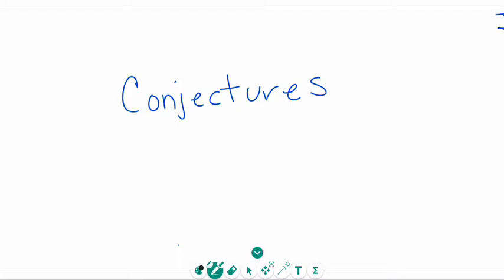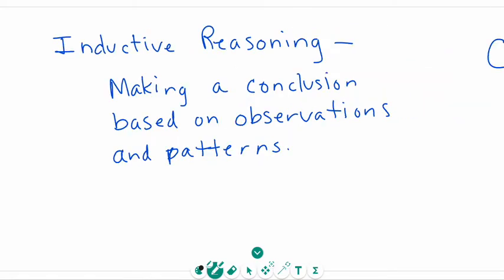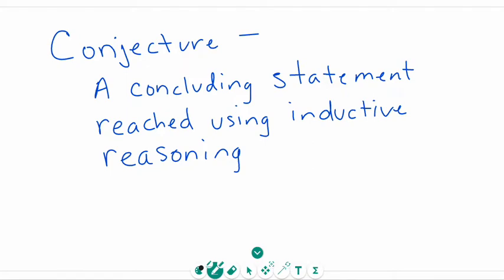The topic for today is conjectures. When we look at conjectures, we're going to be looking at inductive reasoning. When you use inductive reasoning, you're making a conclusion based on observations and patterns. A conjecture is simply a concluding statement reached by using inductive reasoning.